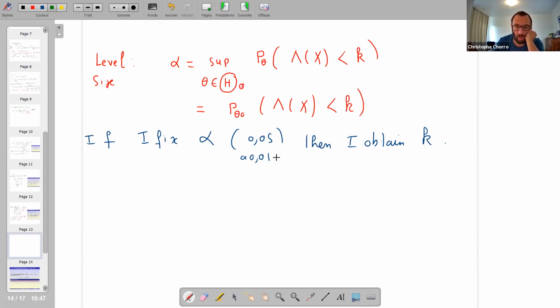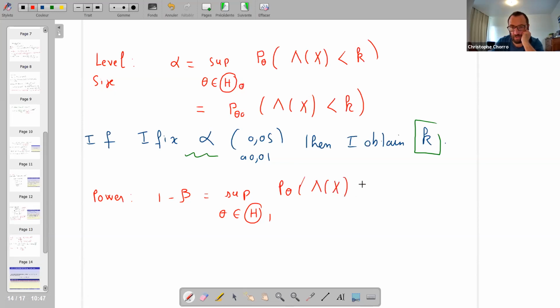And in the second step, once I have k, so now k is known and related to my level, if I am interested in the power, it is defined as 1 minus beta in my situation. That is the supremum for theta belonging to capital theta 1 of P theta delta X strictly less than k. But in my situation here, because I have a single point in my capital theta 1, it will be P of theta 1 delta X strictly less than k.